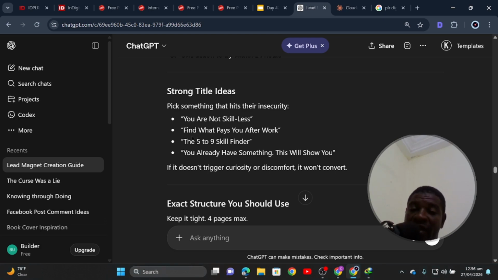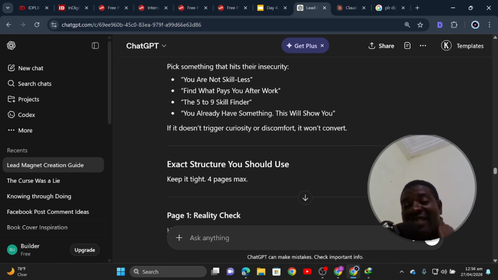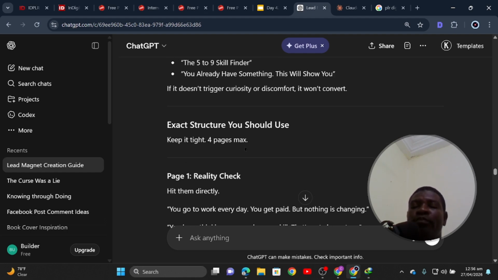So these are some of the titles it has suggested. All I have to do is go through and pick one that I feel is the best. Okay, you already have something. This will show you the 5 to 9 skill finder. Okay, find what pays you after work. You are not skillless. Okay, so these are some of the titles that it has suggested. These titles don't even resonate with me, so I'll go ahead and do my own title, and then I'll go with it.